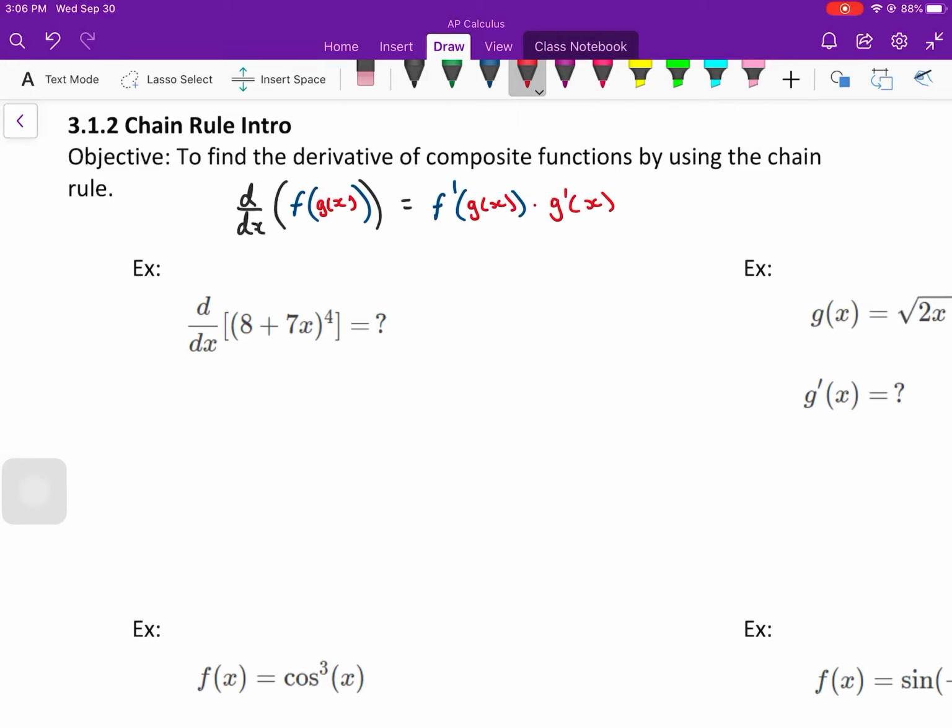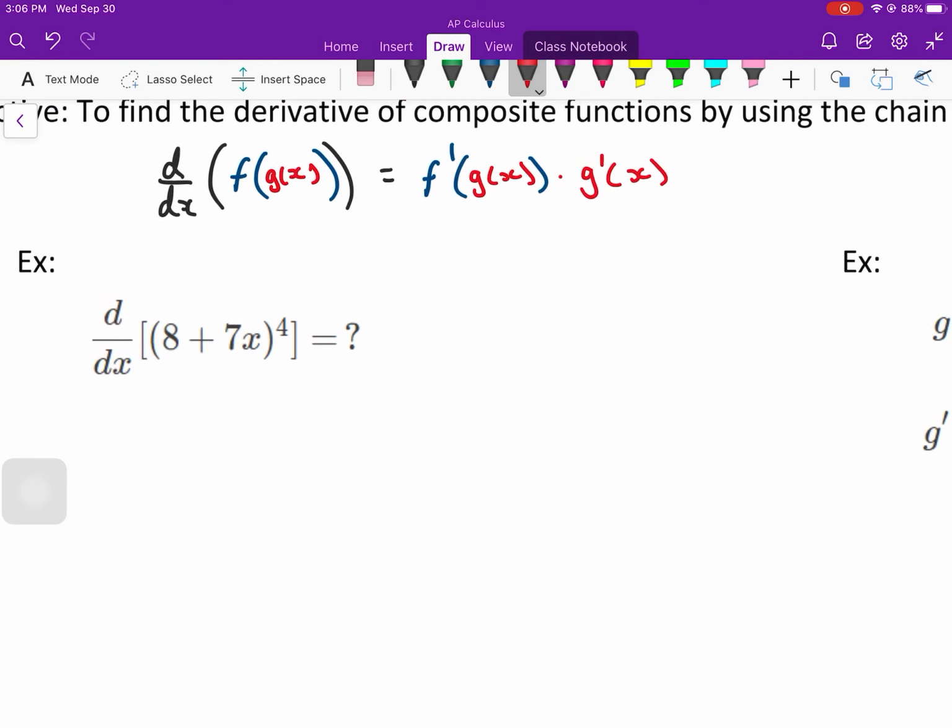Now that we know how to identify composite functions, let's figure out how to use the chain rule. It really helps to figure out what's the inside and what's the outside function. For this one, we have 8 plus 7x to the fourth. So the inside function is the 8 plus 7x. The outside function is that fourth power. So when we find this derivative, we take the derivative of the outside first.